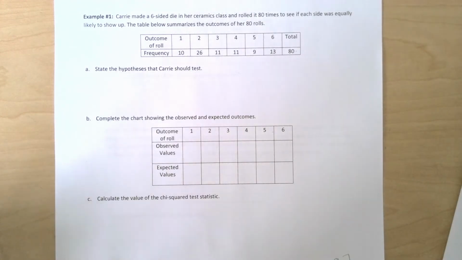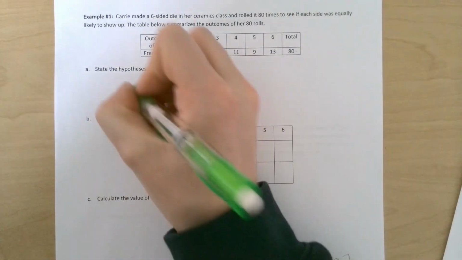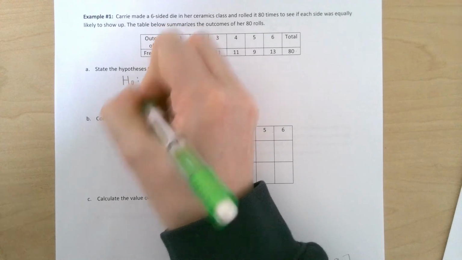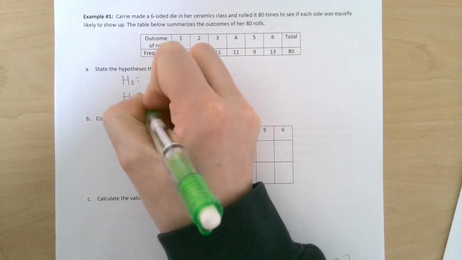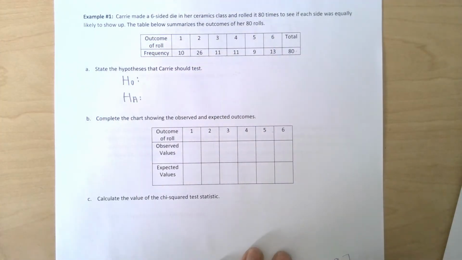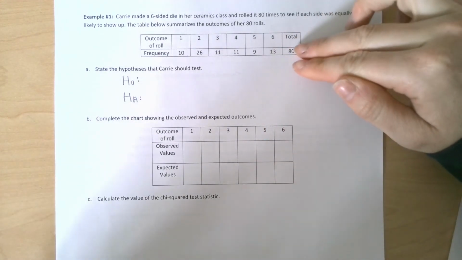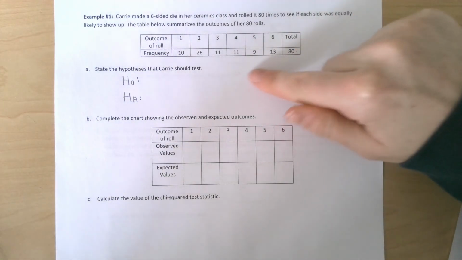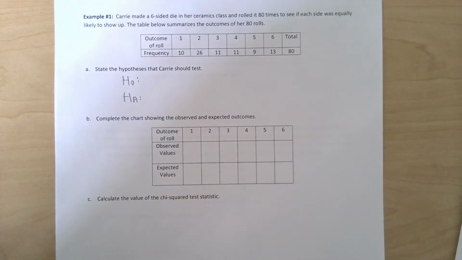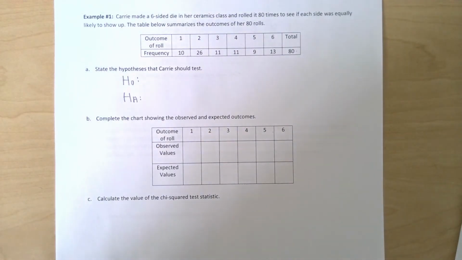We want to state the hypotheses that Carrie should use. So we are trying to test if the die is fair. I don't even want to think about her data because looking at her data right away, I'm like, oh, they're like all over the place. I don't think that it's a fair die. I don't think each side is equally likely to happen. But that is what I want to assume.